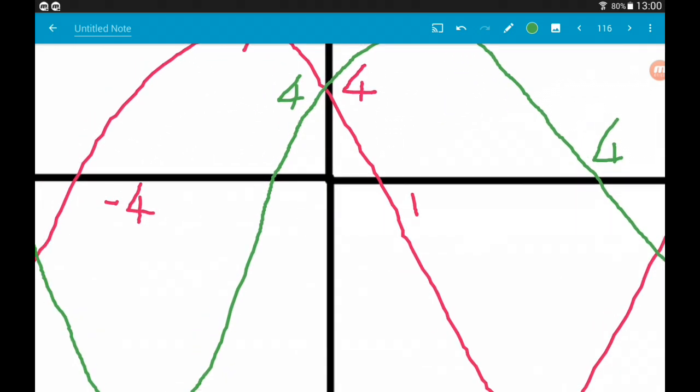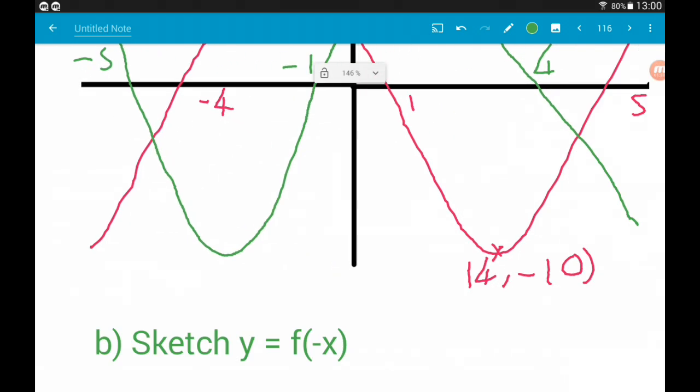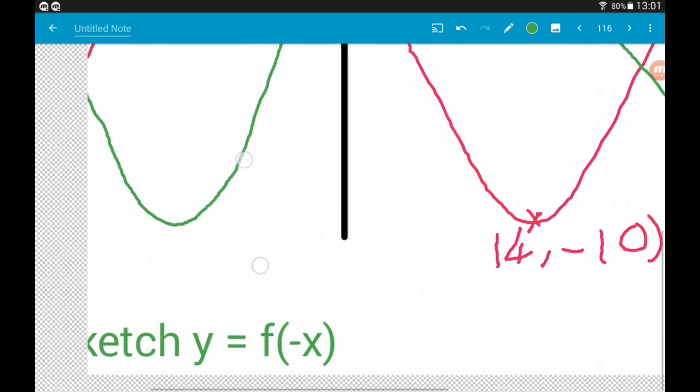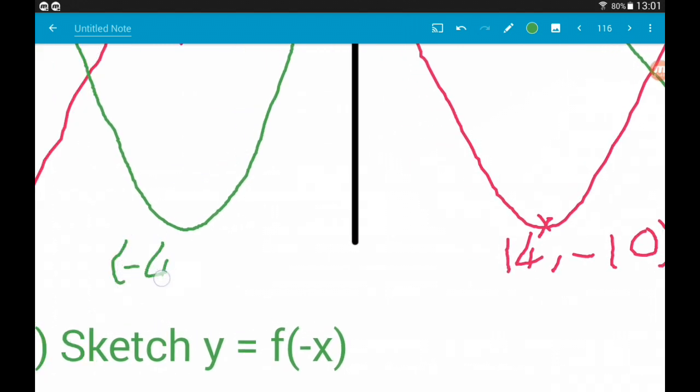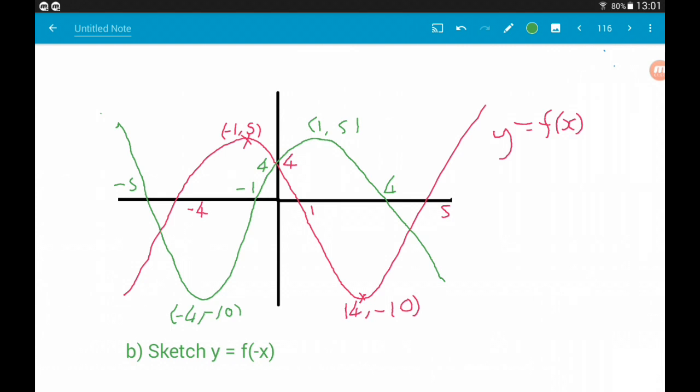This first x-intercept on the left is the reflection of the 1 through positive 1. So it's minus 1. And then this one over here is going to be minus 5. And then the minimum is a reflection of 4, so it's going to be minus 4, minus 10. So there's a reflection of our cubic through the y-axis. Again, apologies for the drawing, it's not my strength.